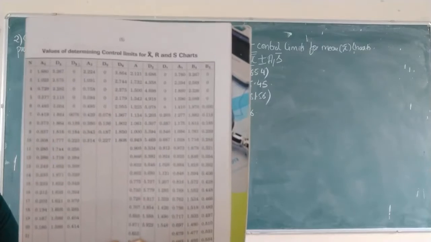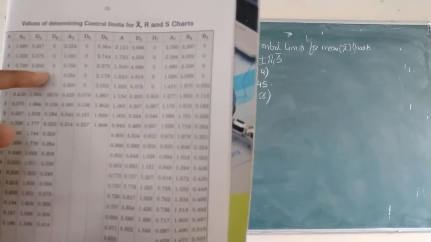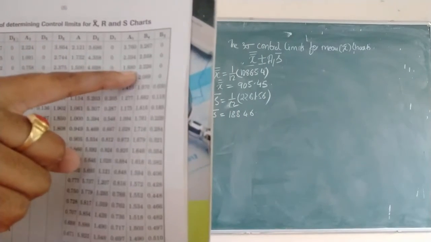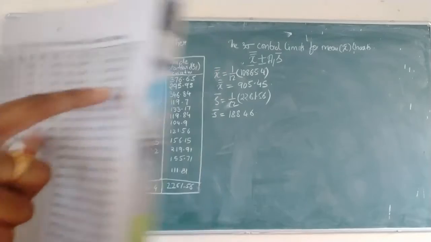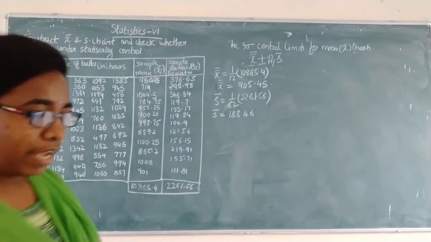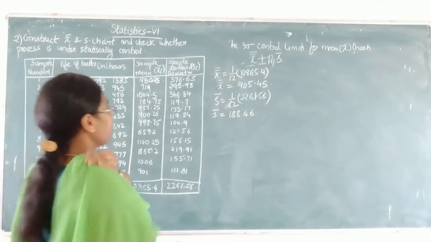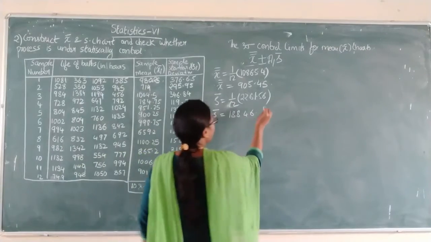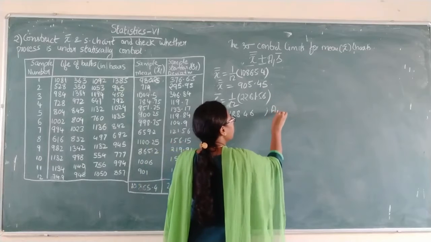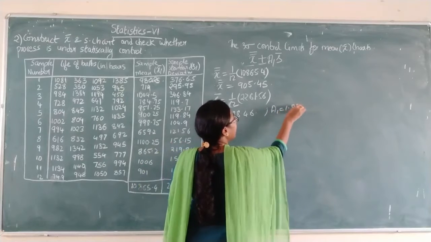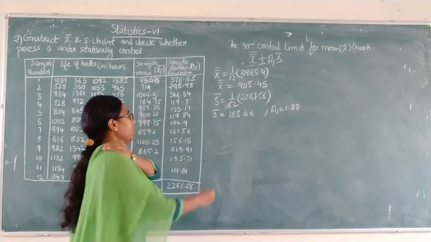So here A1 corresponding to the fourth sample, the A1 value is 1.88. If you observe, for the fourth sample, the A1 value is 1.88. So consider the A1 value as 1.88. Now find out the control limits.